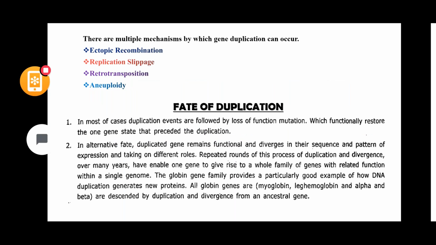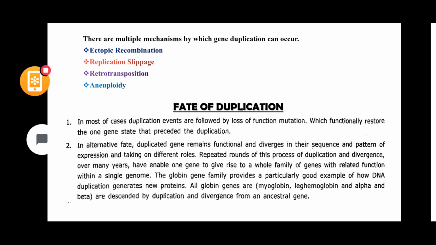Now, the mechanism by which this gene duplication occurs is ectopic recombination. Ectopic recombination means error recombination. It's not a classical recombination. Recombination usually happens in a crossing over event. It is also taken care of by the cell using several enzymes. If it requires a repair, it undergoes repair, but sometimes this ectopic, meaning unequal crossing over, results in gene duplication.